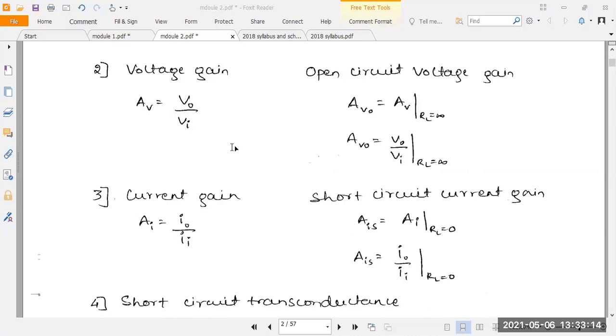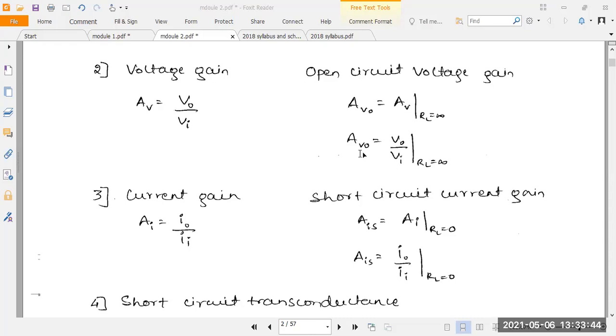Next, you take voltage gain. Voltage gain means Vo divided by Vi. After that we want to find out the open circuit voltage gain, that is Av when RL is infinity. Then we want to find out Av0, the open circuit voltage gain, where we are not considering the load resistance. Understood? That is Vo divided by Vi.